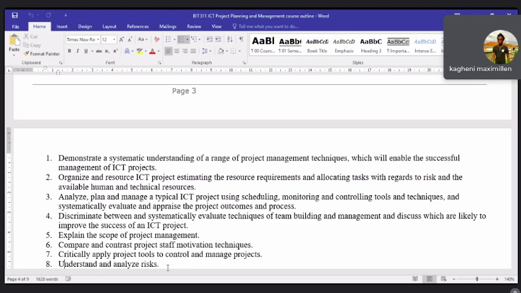Be able to analyze, plan, and manage a typical ICT project using scheduling, monitoring, and controlling tools and techniques, and systematically evaluate and appraise the project outcomes and process. So there is a lot we shall have to cover, and it's important that we are able to cover all that.